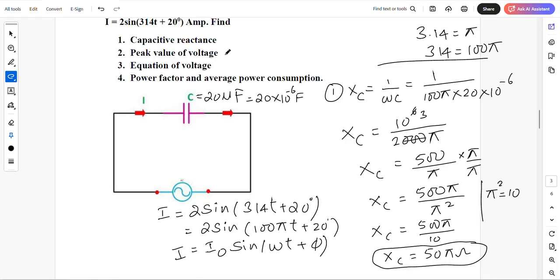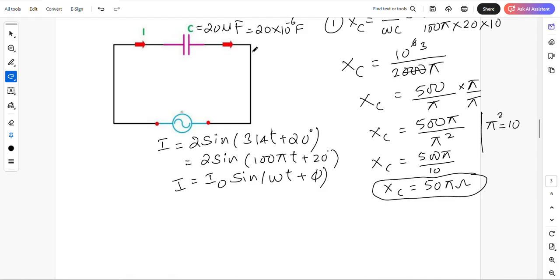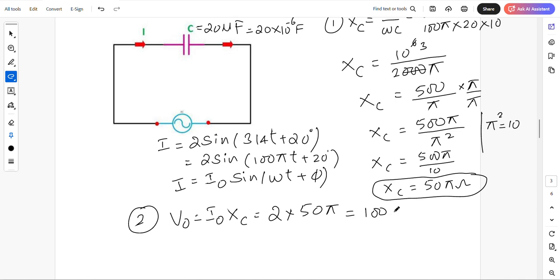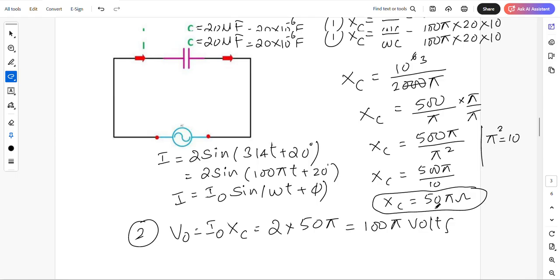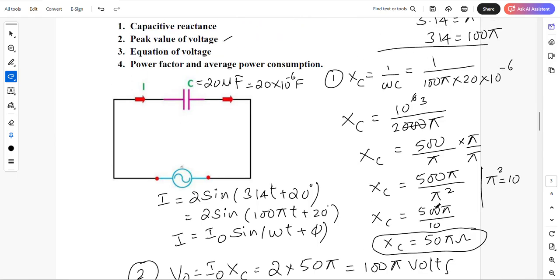Now we have to calculate the peak value of voltage. How to calculate the peak value of voltage? That is given by V naught is equal to I naught into Xc. I naught is given directly, the amplitude of current, 2, into Xc. Just now we got 50 pi. That is equal to 100 pi volts, the value of the peak voltage.